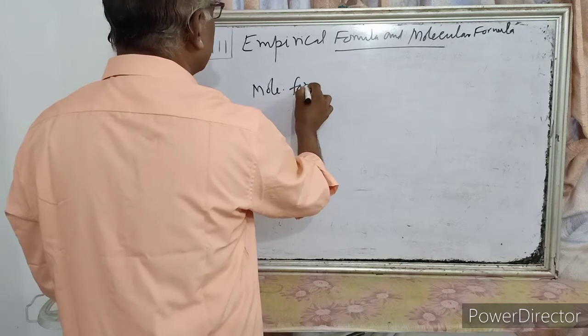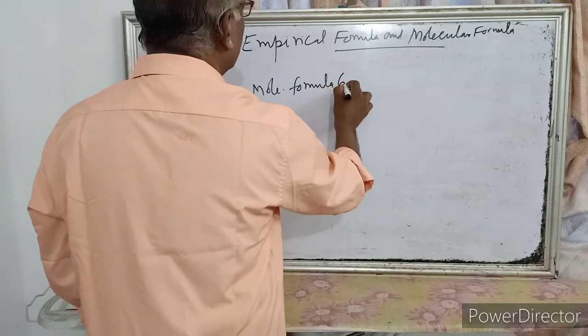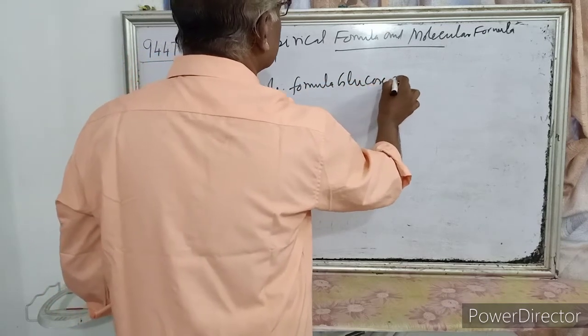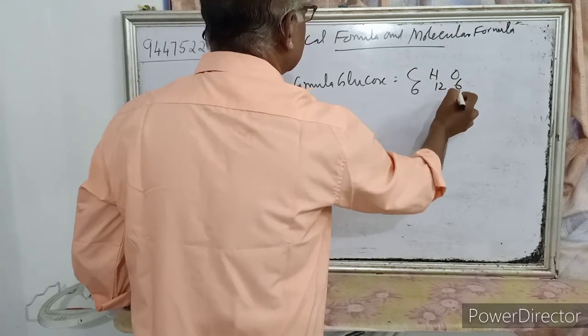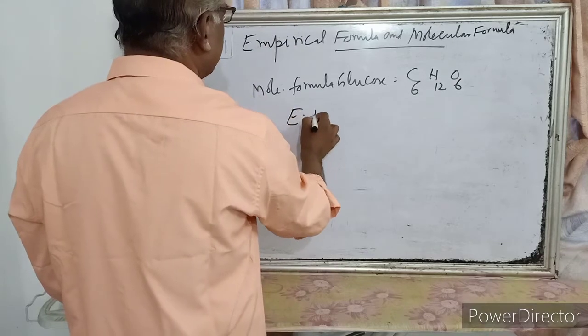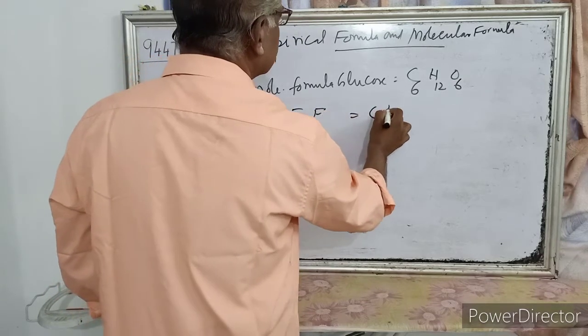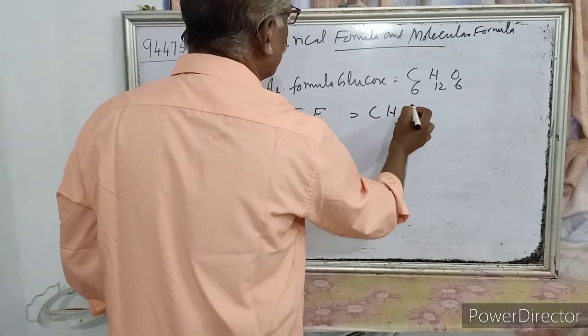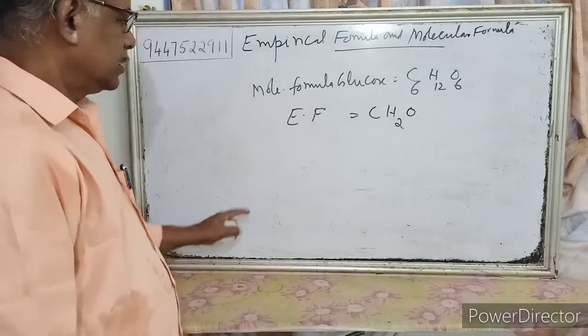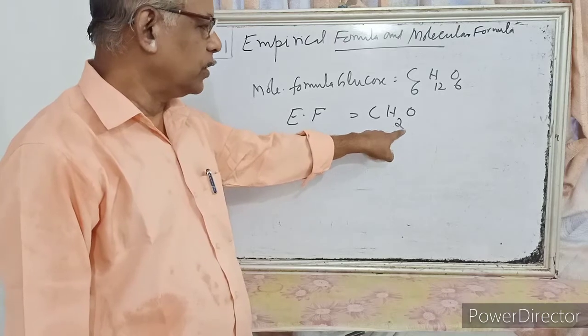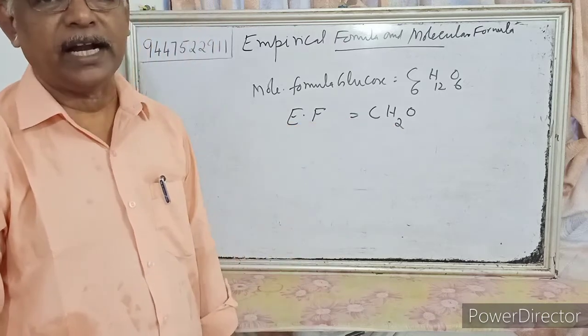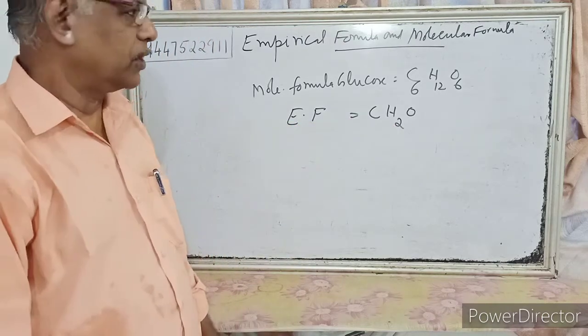Molecular formula of glucose is C6H12O6, but its empirical formula is CH2O. So in empirical formula, that shows the ratio of the atoms. 1:2:1 is the ratio of the carbon, hydrogen and oxygen in the glucose molecule.